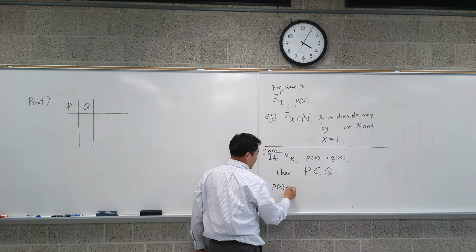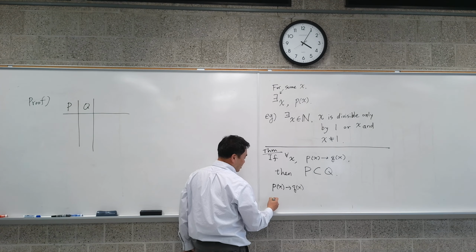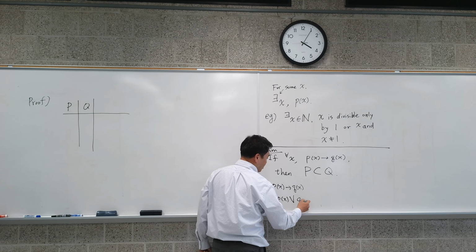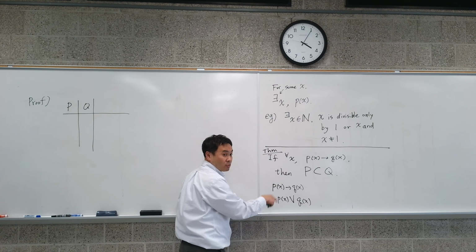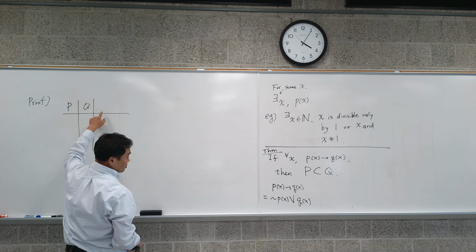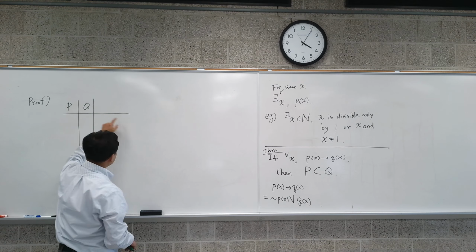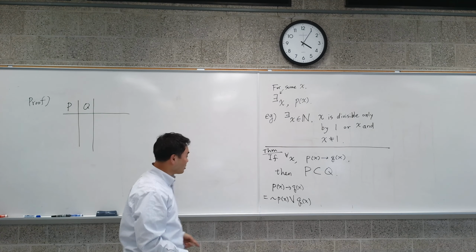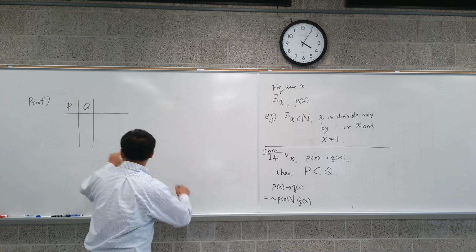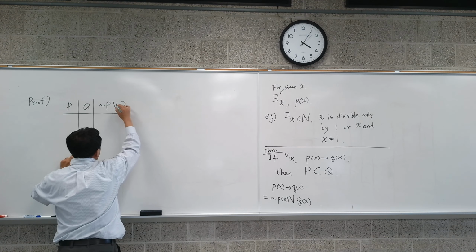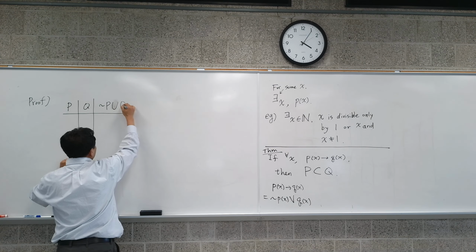Because px implies qx, we learned last time that this is the same thing as not p, x, or q. We learned that these two are the same, right? So in terms of the set, the set theoretical equivalence, the truth set for this one would be not p union q.